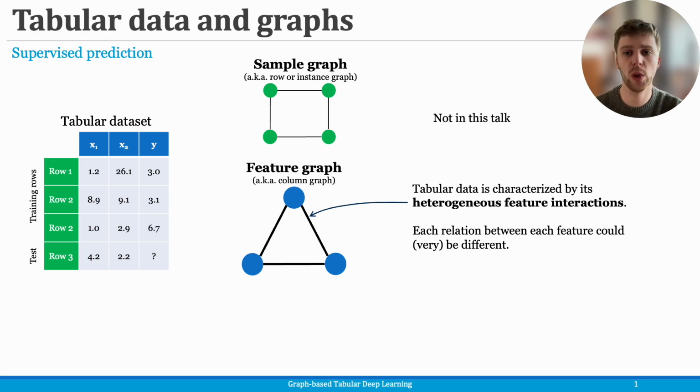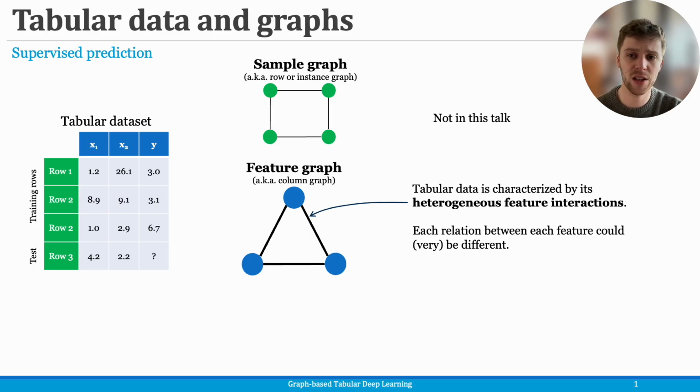Furthermore, we are viewing the table as a graph. We do not see it as a sample graph, where the nodes in the graph represent rows in the table. Instead, we see it as a feature graph, where nodes in the graph represent the features or columns in the table. The edges of a feature graph represent the relations between the features.